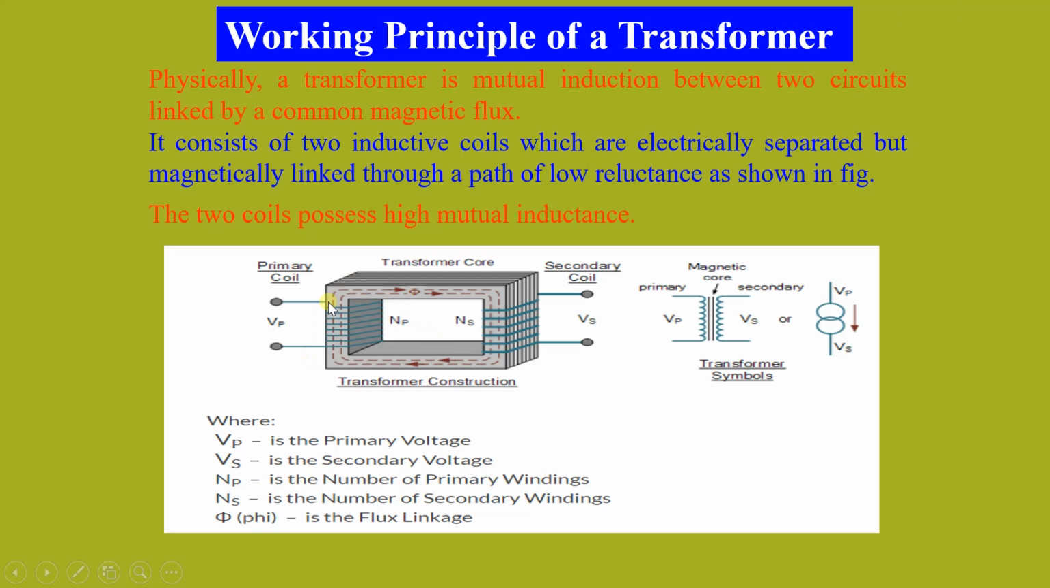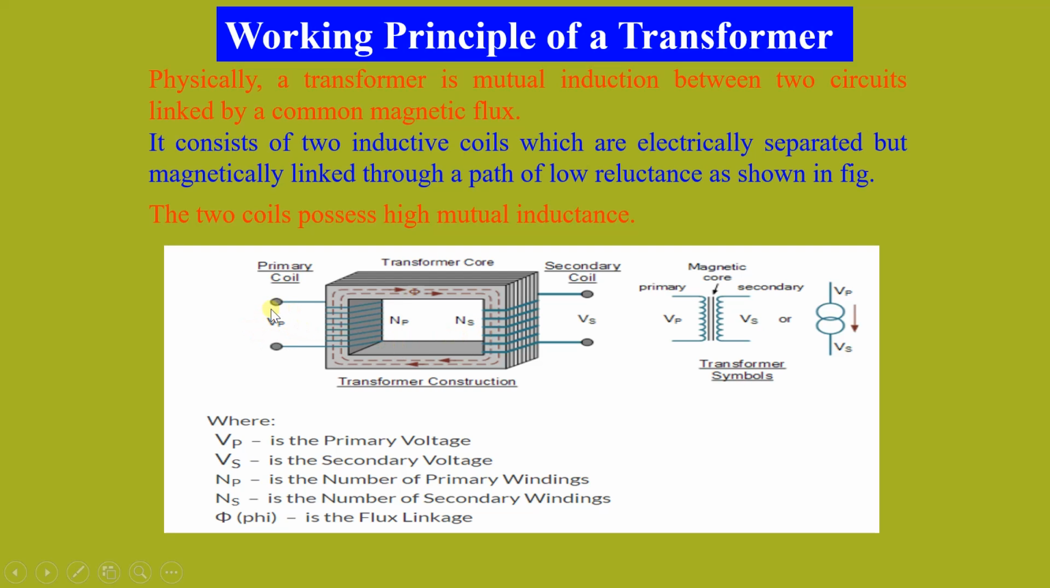Here we have the magnetic core, and on the left side we have the primary coil. These are the primary windings, and on the right side we have the secondary windings. The number of windings on the primary side is denoted by NP, where N means the number of windings and P is the primary side, and NS is the number of windings on the secondary side. In some cases we can write it as N1. N1 means primary winding and N2 means the secondary winding. It varies from book to book.